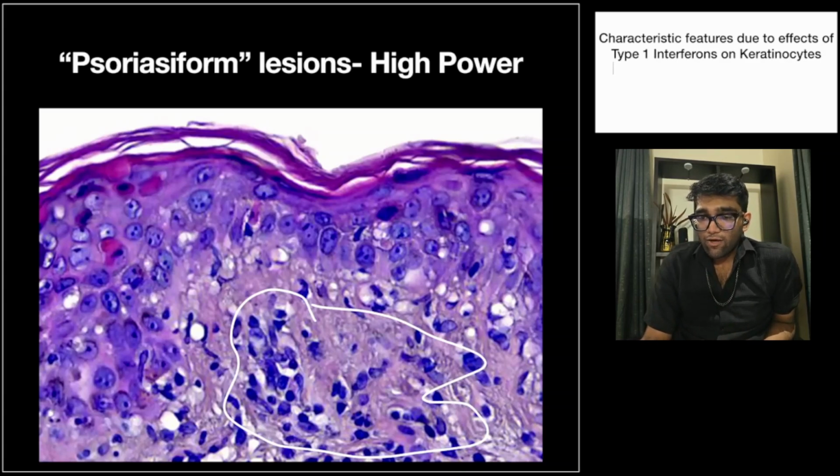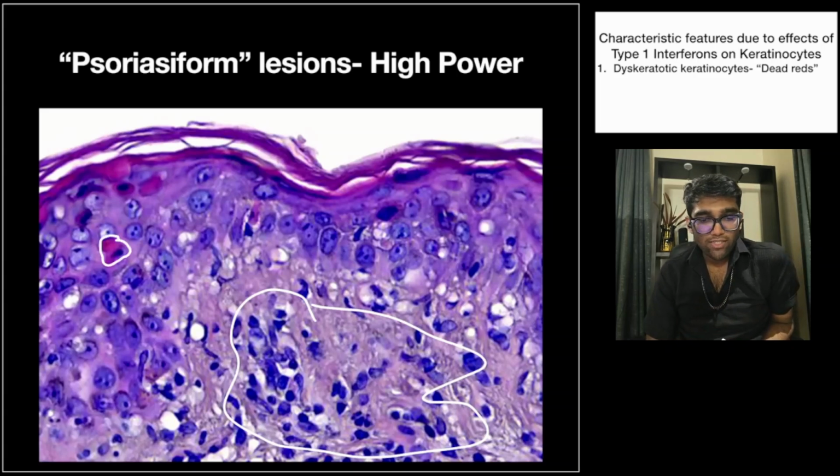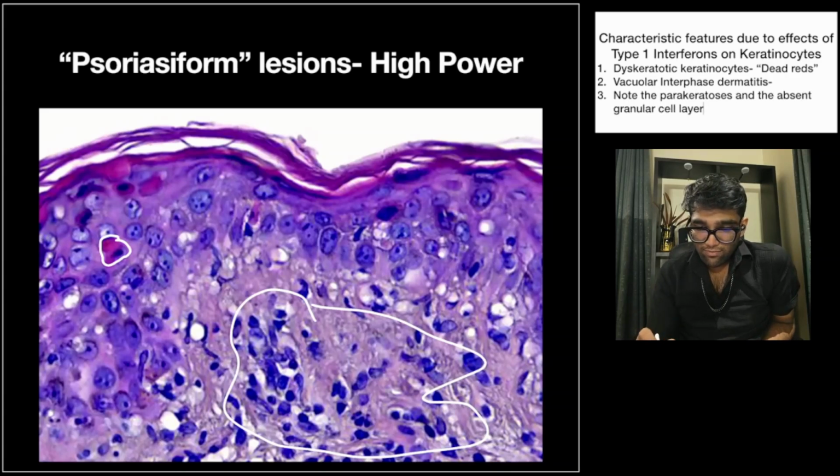Okay, now what you also find are cells very similar to those Civatte bodies, that is, highly eosinophilic cells present within the epidermis. These are also called dendrites. These are also necrotic keratinocytes, but they are not called Civatte bodies because Civatte bodies were specifically described in lichen planus. Now you find vacuoles at the dermoepidermal junction.